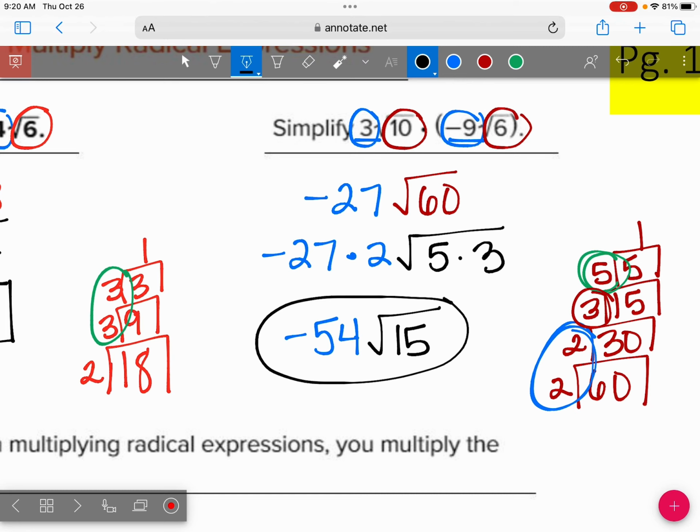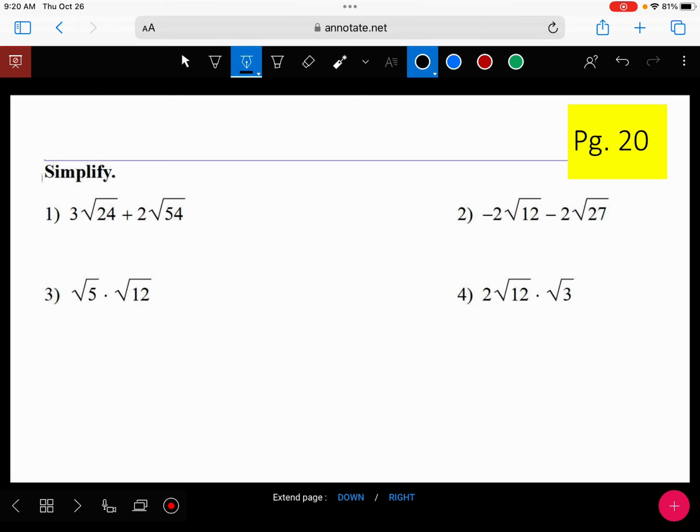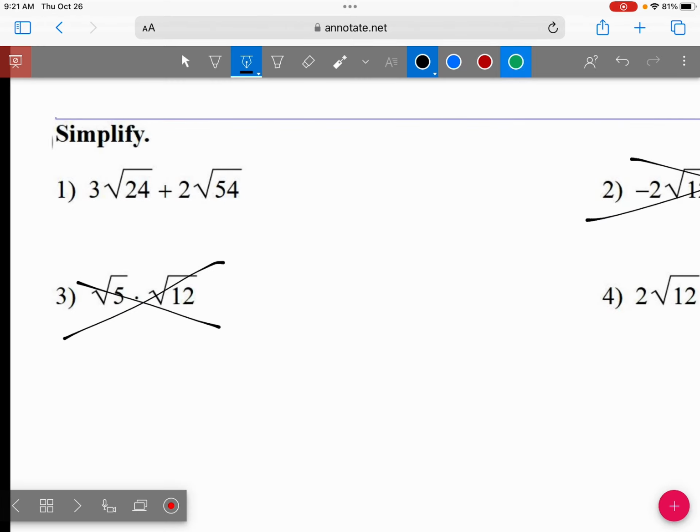So we got a couple practice questions on the back, and we are finished with Module 10. So let's go ahead and work through these 4 questions together. So we're actually just going to do 1 and 4. So let's build your cake. So you got plenty of space. Build a cake with 24. Build a cake with 54. So let's start off with number 1.